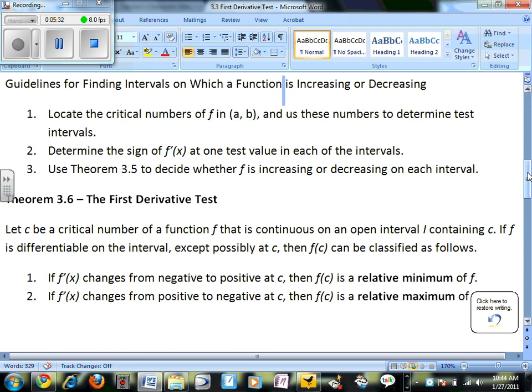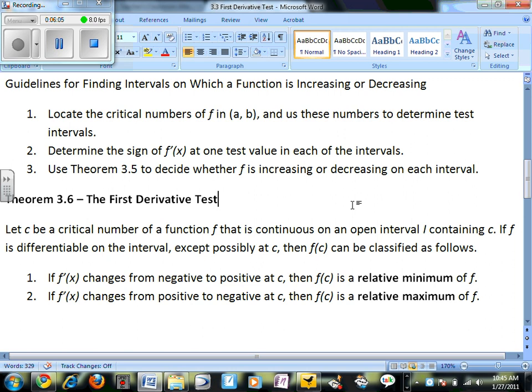All right. So what I provided down here is just a couple of guidelines for finding intervals on which functions are increasing or decreasing. First of all, find our critical points. All right, and then we'll set up our intervals. So until our first critical point happens, our slope isn't going to change. Our slope of our tangent line, our instantaneous slope is not going to change. All right, determine the sign of your slope, so whether it's positive or negative at a test value in between the intervals, and then use our theorem 3.5. So if it's positive, we know it's increasing. If it's negative, we know it's decreasing.